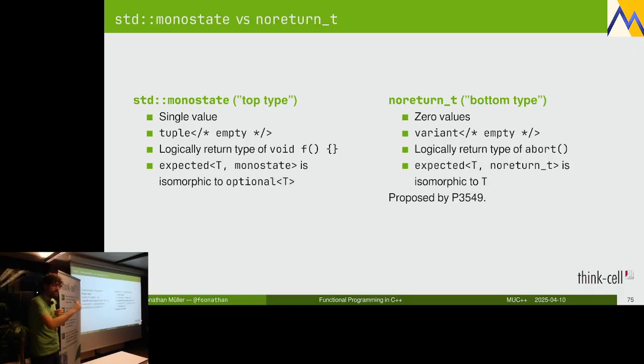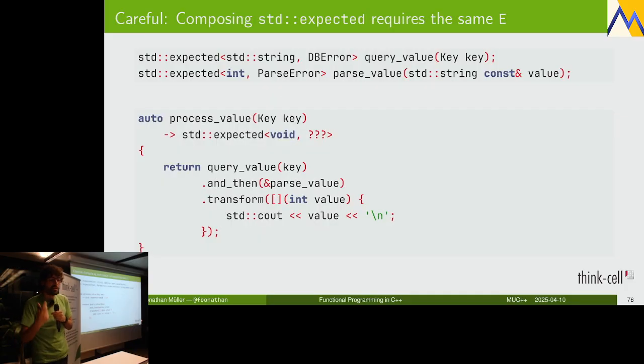And so expected of t and monostate is isomorphic to an optional t, because the error can only be a single value, just like an optional, and expected of t or no return t is isomorphic to t, because the error can only be 0 values, which means you cannot have an error. Right? It's just a more convoluted way of saying t. But this is sort of what we need to do to stay in the expected world, right? Because or else can't turn an expected into a non-expected, but we can turn it into expected of t and an error that you can never construct, right? And that's that. And this is really the big downside of expected.